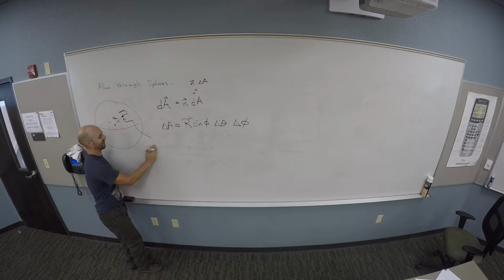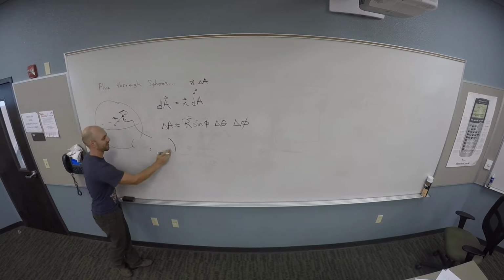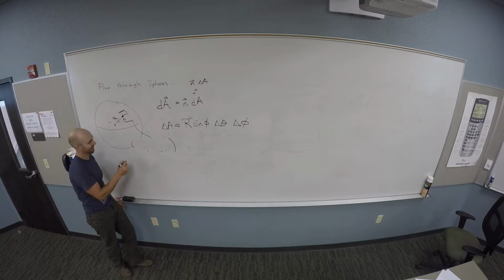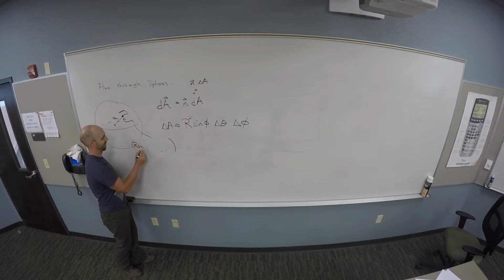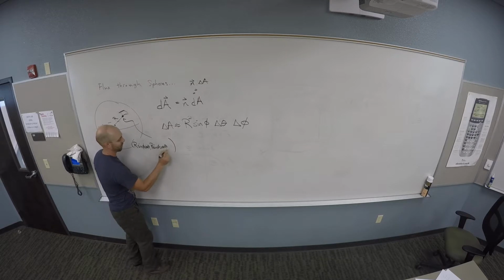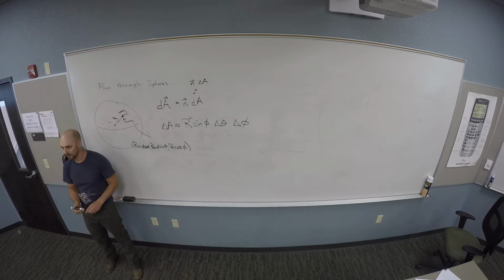x, y, z. The spherical relation of x, y, and z. Exactly. It's r sine phi cosine theta, r sine phi sine theta, and r cosine phi. Okay, cool.